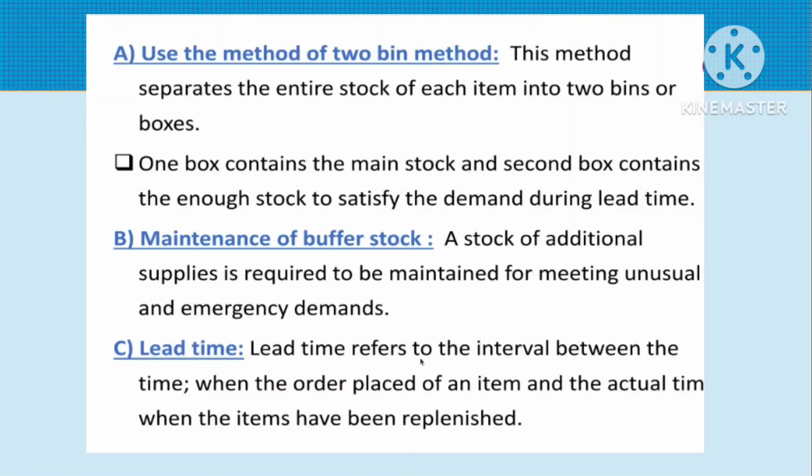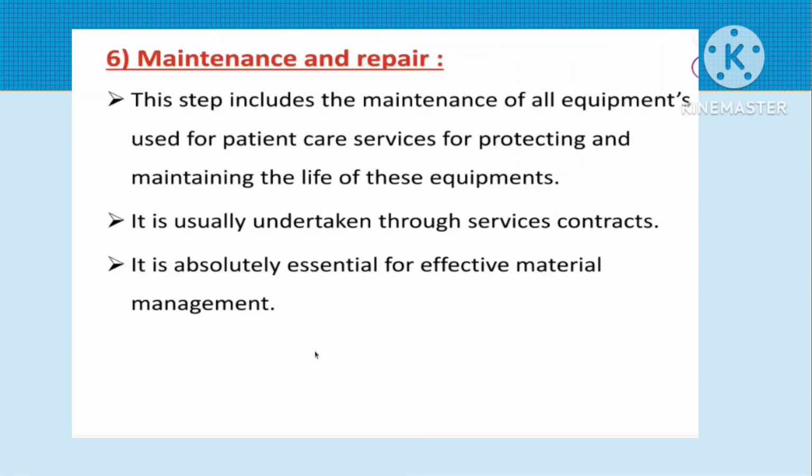Then lead time. Lead time refers to the interval between the time when the order is placed for an item and the time when the items have been replenished. So there is some gap. Once you put in the order, for transportation, receiving and all this, it may take 1 week, 2 days, or 3 days. That 3 days, 4 days period has to be run with sufficient supply. So that also you have to keep. Use the two-bin method, buffer stock, and the lead time.